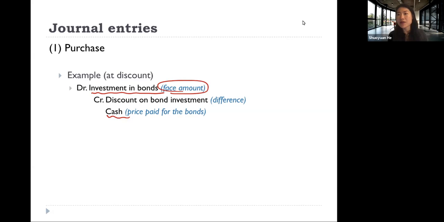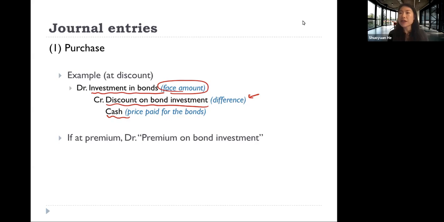So there will be an imbalance at the credit side. And this is recorded as discount on bond investment. And this is a contra account to the investment account. So the discount on bond investment is a contra account to the investment account. And in some other situation, if this bond is purchased at a premium, the investment is going to be smaller than the cash paid. And then we need to debit premium on the investment. And this premium on bond investment is going to add to your investment account.